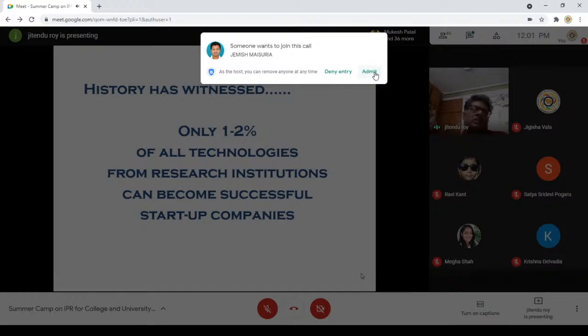Now, though technology काफी बनती है, which is well protected, patent grant हो गया, सब हो गया, though the slide says 1 to 2% of technologies, and this 1 to 2% is high because a lot of IT and electronics technology success rate is much higher compared to pharmaceutical. So 1% is a very high rate of success for pharmaceuticals. But actually even 1% becomes successful startup companies.